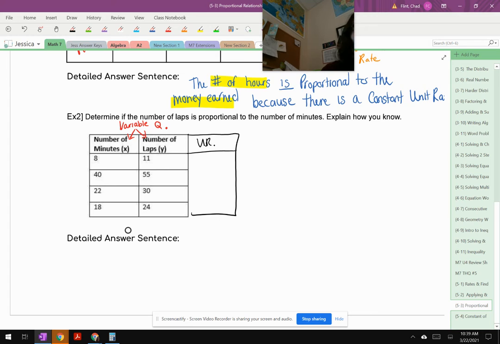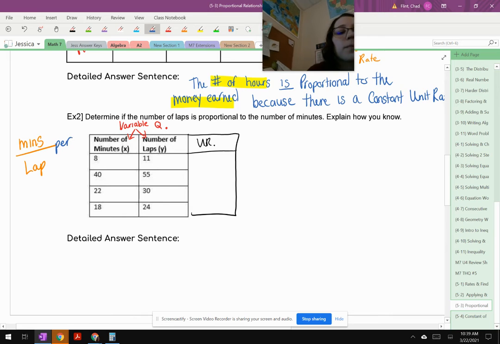Let's go with how many minutes it takes for one lap. Let's go how many minutes per lap. And again, in this situation, you could set it up laps per minute. You would just have slightly different numbers, but you're still following along that same process.